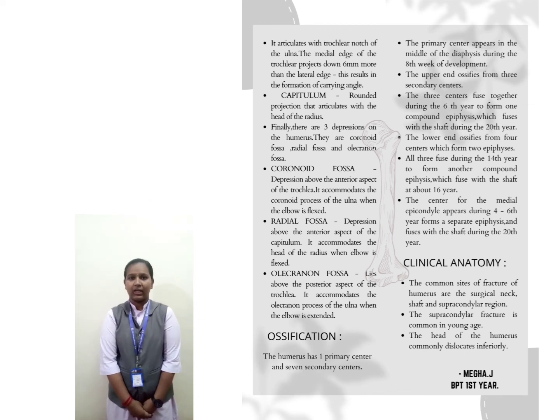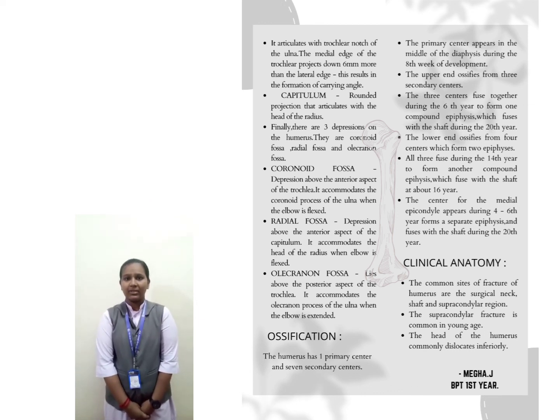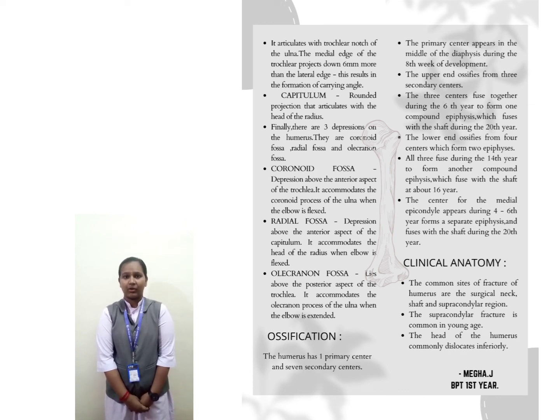Clinical anatomy. The common sites of fracture of the humerus are the surgical neck, shaft and supracondylar region. The supracondylar fracture is common in young age. The head of the humerus commonly dislocates inferiorly.